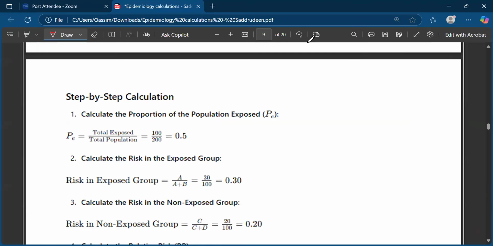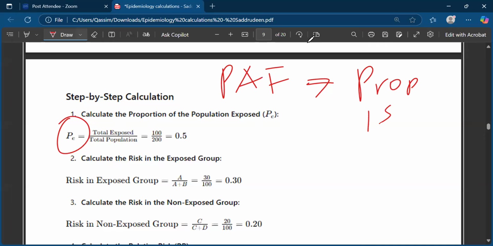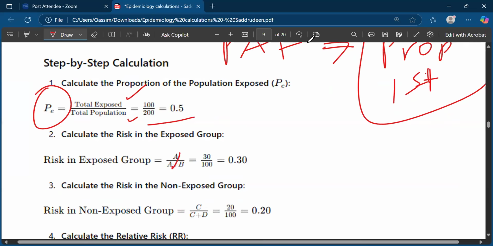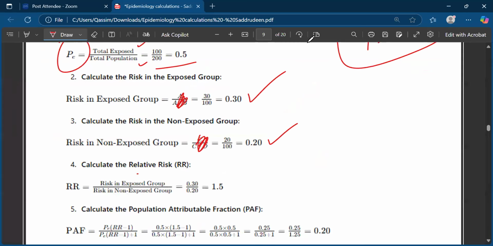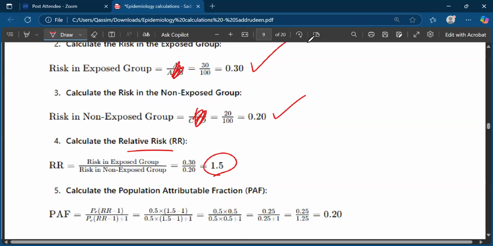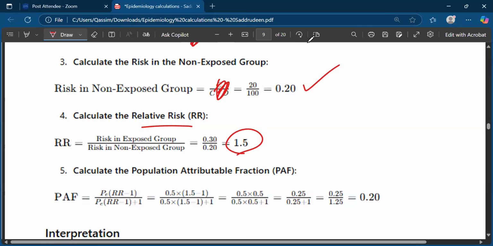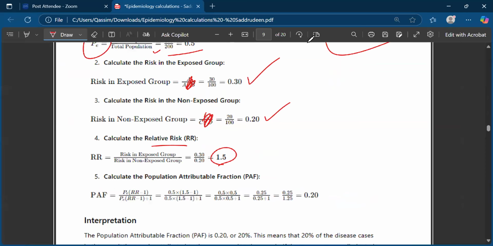So the first thing, they got the proportion. Whenever you're told population attributable fraction, we do the proportion of the exposed first. This is the first thing you do. If you don't do this first, you will most likely forget the formula. So how do you do it? You just do the total exposed over the total population, and I showed you how to check it: 0.5. Then ignore this A over A plus B. I've shown you the way to do it. So just do your 30 over 100, this is the risk in the exposed. Then you do 20 over the total, which is 0.20. Then we are told to calculate the relative risk, so you get 1.5. So basically just replacing, the formula uses the proportion of the exposed, which we now have as 0.5.